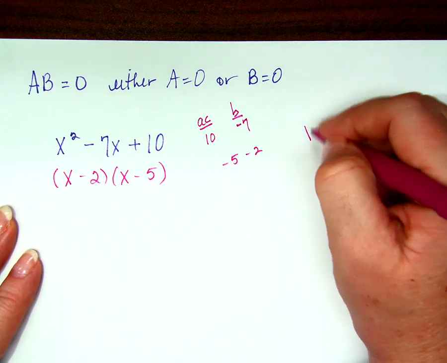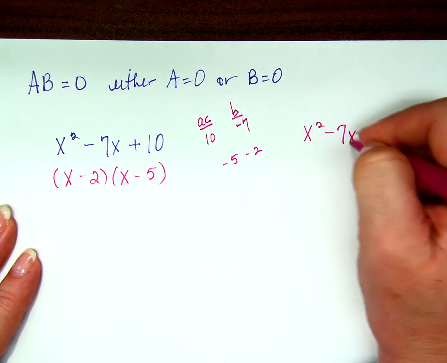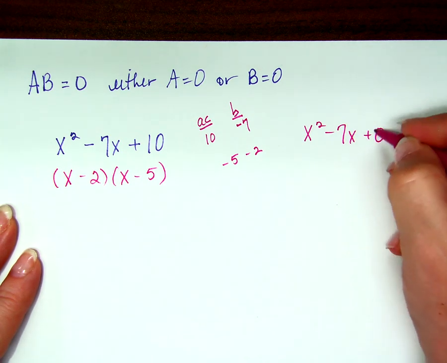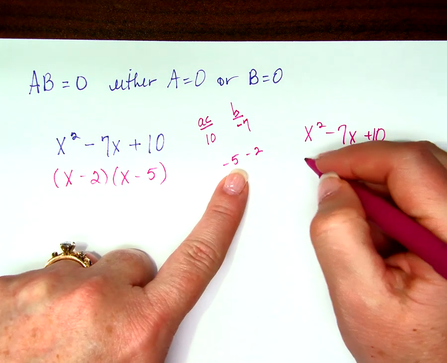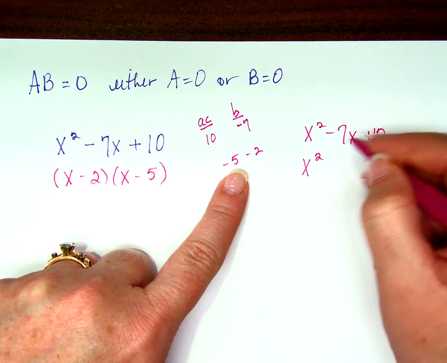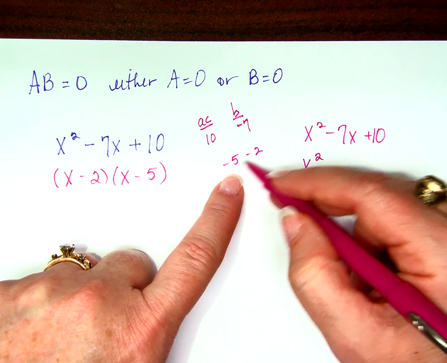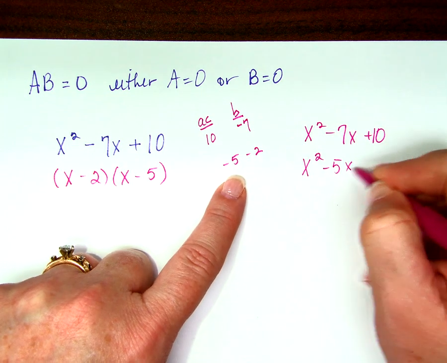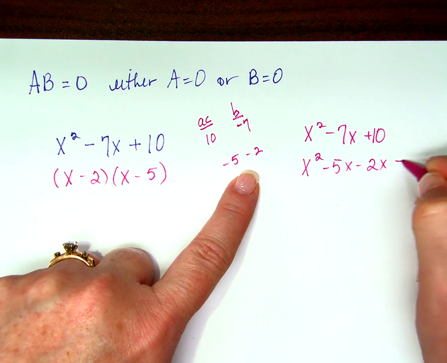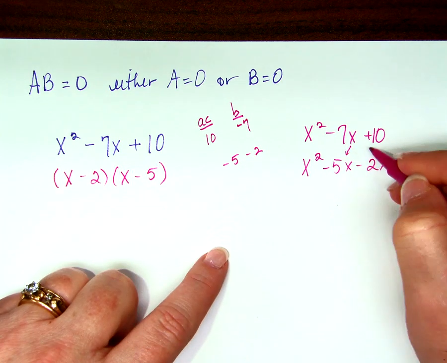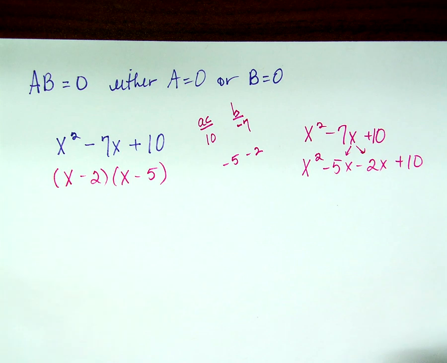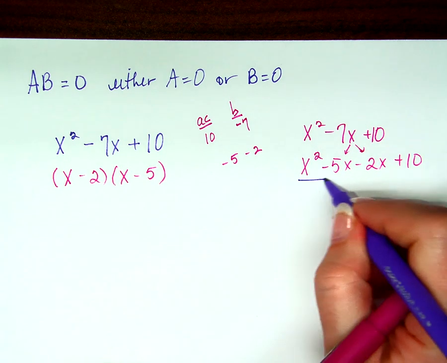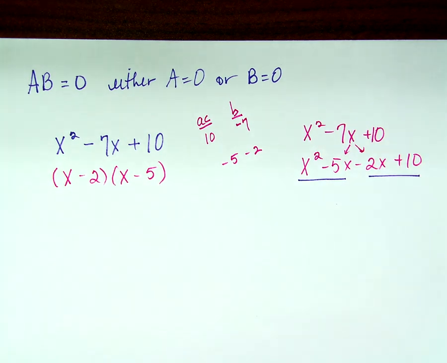Okay? If we had x squared minus 7x plus 10, and we decided that it was negative 7 and negative 2, what we could do is rewrite the middle term to become these two terms. Negative 5x minus 2x plus 10. So we split that middle term into two parts. Do you remember doing that? So then there was 4 terms, and when there's 4 terms, we try to factor by grouping, if at all possible.